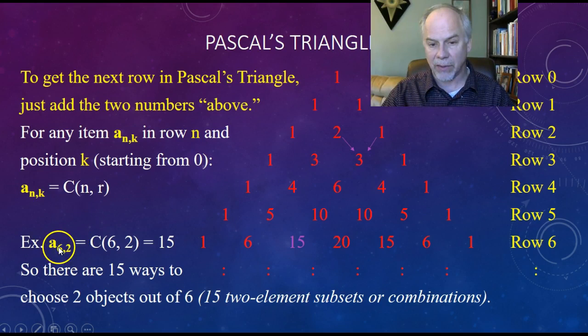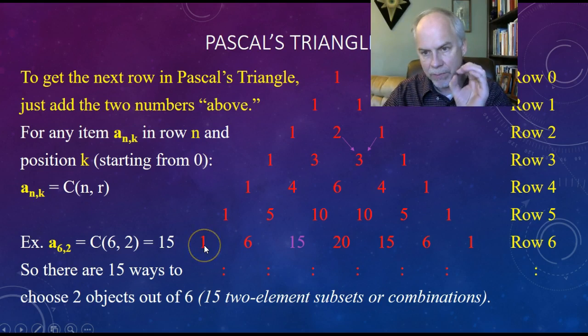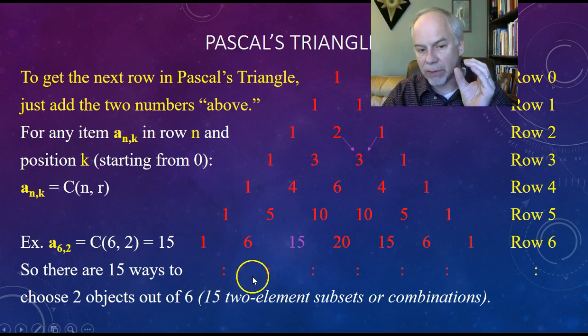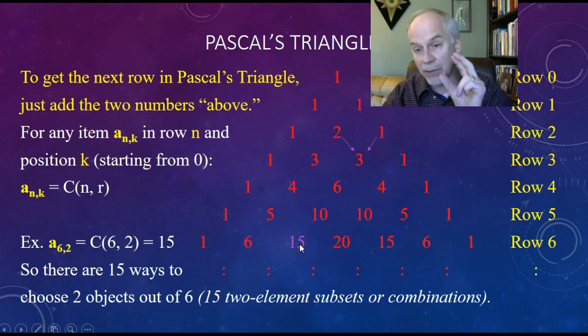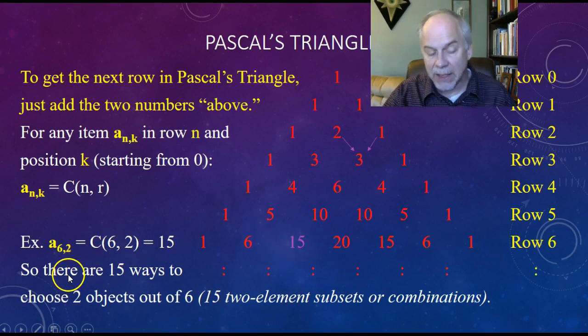So let's look at it for an example. The item number 6-2, which means row 6, item 2. So row 6 is this row right here that has a 6 as the second position. Actually, that's in the first position. The first position in any row is position 0. So position 0 is the 1. Position 1 is the 6. Position 2 is the 15. So 15 is row 6, position 2. All right? So that 15 has some significance when we talk about combinations.